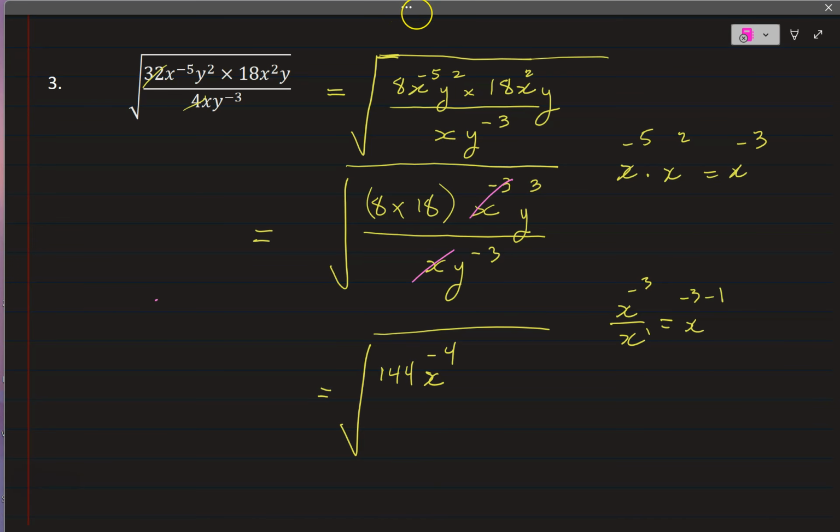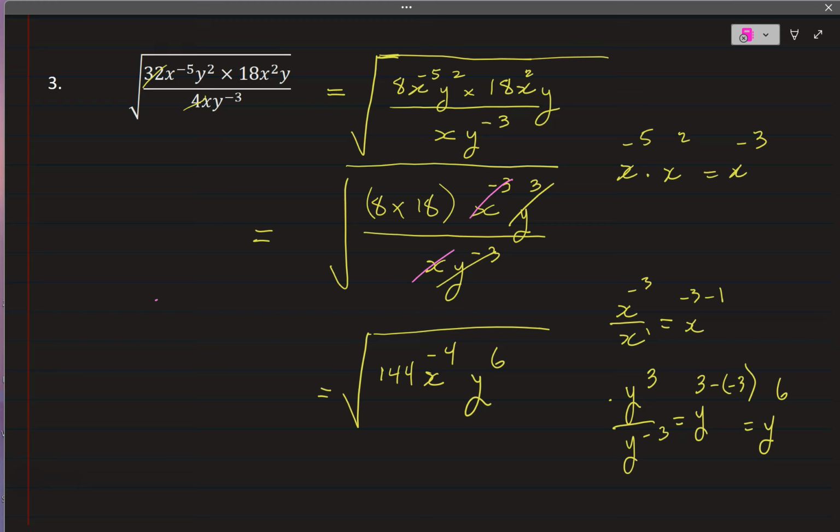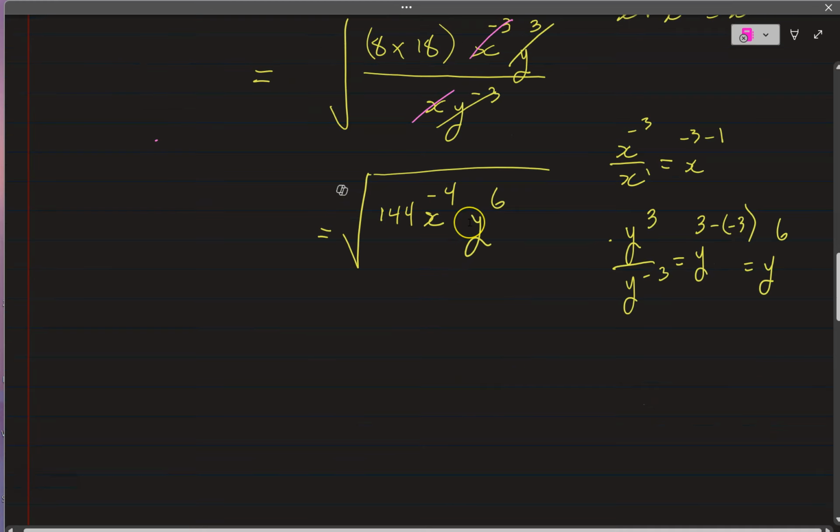Now we're going to deal with the y's. Y to the 3 divided by y to the negative 3. And that is y to the 3 minus negative 3. This is a very tricky one. Be careful with that. And that would be y to the 6. Once you're done with that, you notice that we don't have any more denominators left, because the y to the 3 and y to the negative 3 being divided is taken care of. So I'm going to make the radical sign a little bit smaller. Last step, we need to simplify.